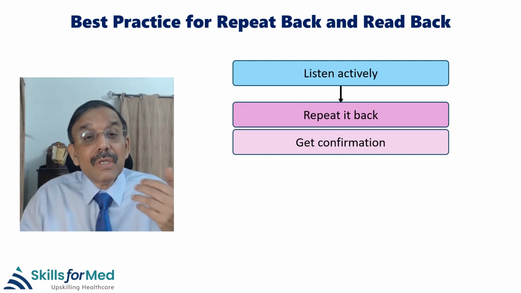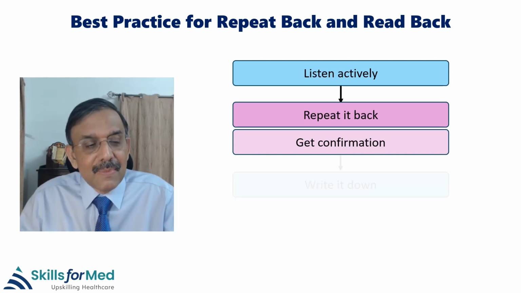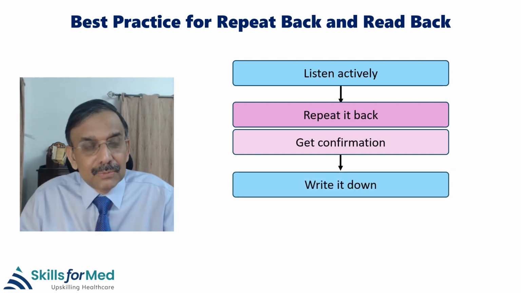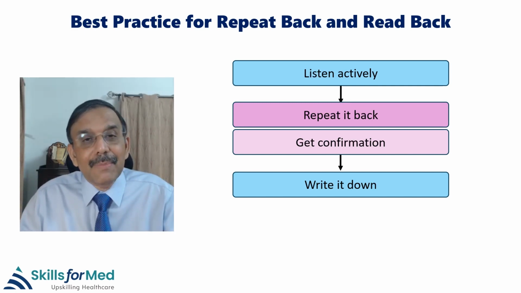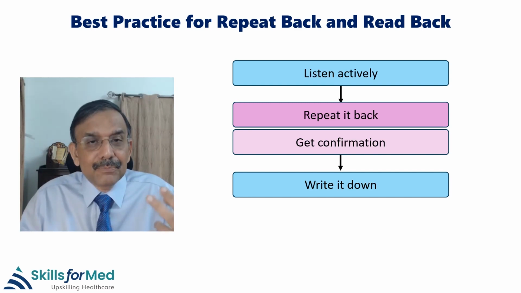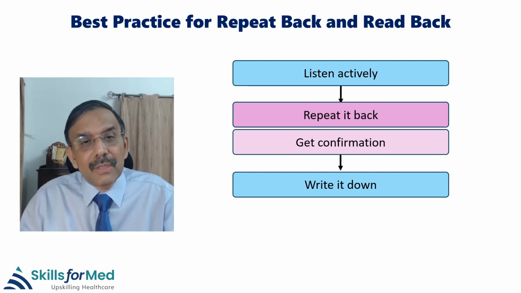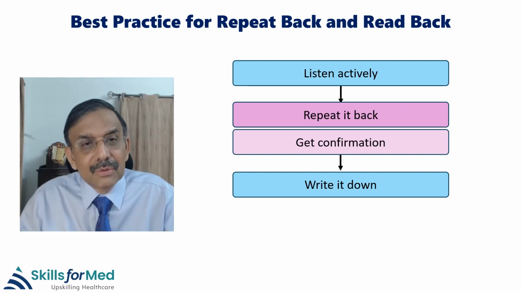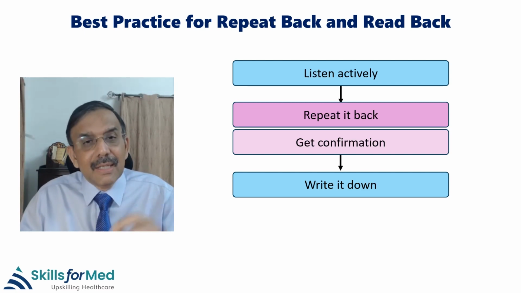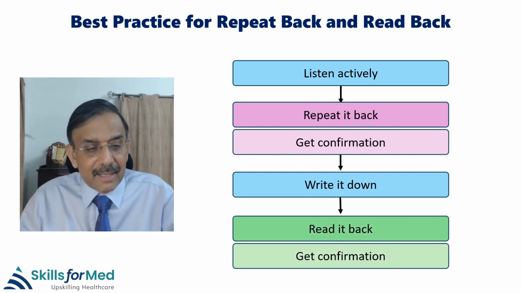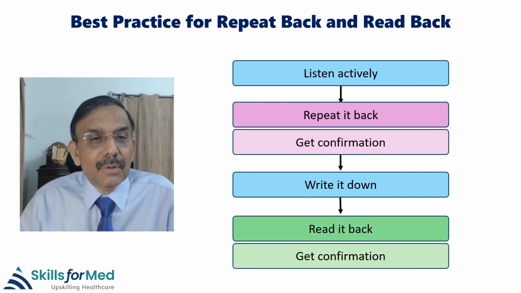Okay. So you repeat it back to get the confirmation, and then you write it down. So after writing it down, then you have to read it back. So that is what is known as read back. So the read back policy, read back procedure has two elements. One is repeat back to verbally confirm, and then write it down and read it back. So this is the process of read back.